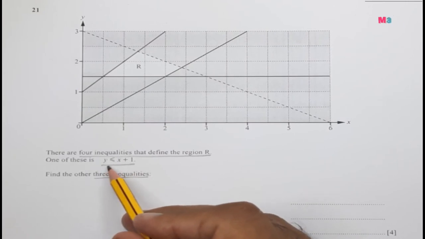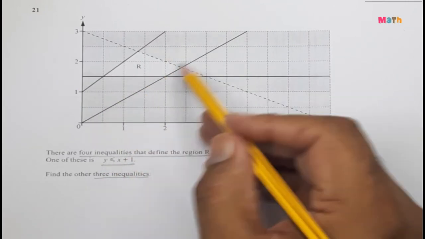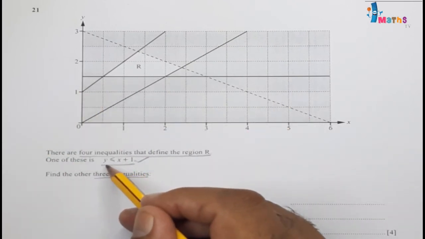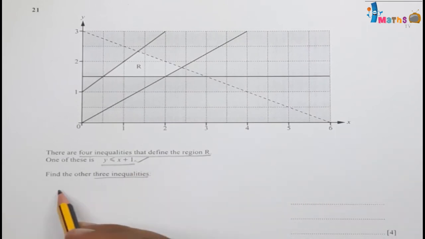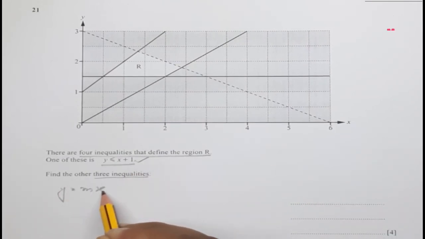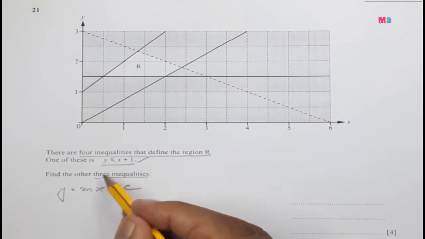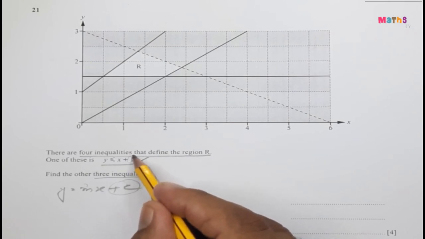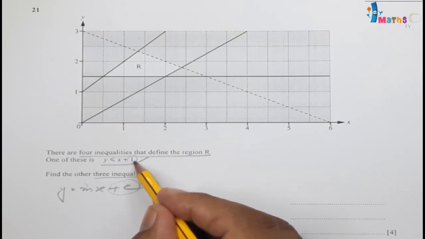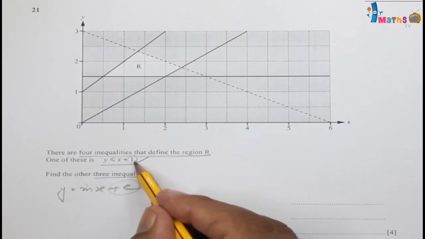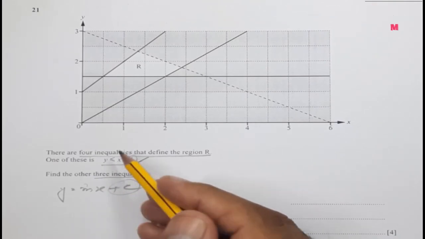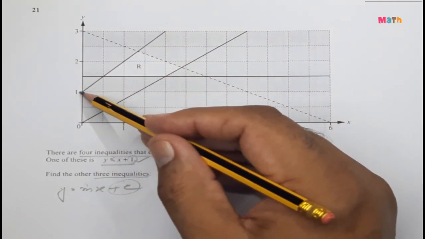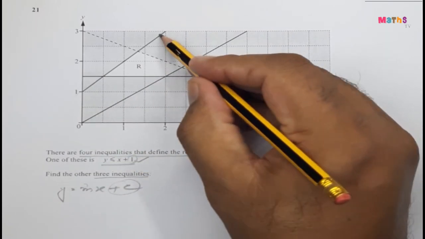Let us identify which of these lines there are: 1, 2, 3 and 4. So this inequality is for which line? This is what we have to check. If we use the equation of a line, y is equal to mx plus c, this is the y-intercept, c value, and the y-intercept in this case is 1. So this line is passing through y value 1. And if we see, the y value is 1 only on this line. This line is passing through 1, so this inequality is for this given line.